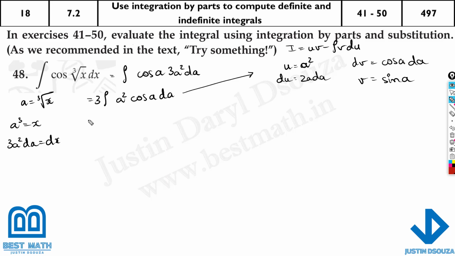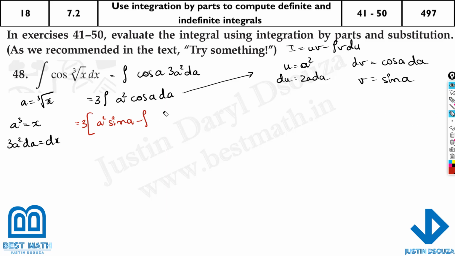Now the next term will be over here. That's 3 multiplied by, now let me just double check the coefficient. Yes, it's only 3. This time it's correct, because I wrote 3 last time and that was supposed to be half. Now what is u? u is a squared times sine a. That's done. Minus integral.